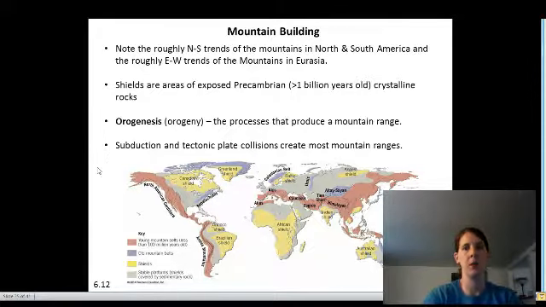So when we're talking about mountain building, we're actually discussing what's called orogenesis, or the process that produces a mountain range. Subduction and plate collisions create most of our mountain ranges. That's why we have this north-south orientation here, because we have that Pacific plate and North American plate colliding. And our east-west trending ranges here, because we have the plate that Africa is on colliding with the Eurasia plate, creating that mountain range as they come together. And the Himalayas especially, that Indian plate is actively shoving itself into China and creating this uplift of the Himalayan mountain ranges.